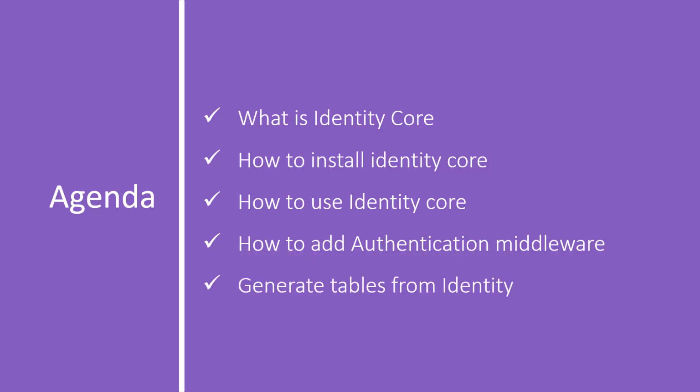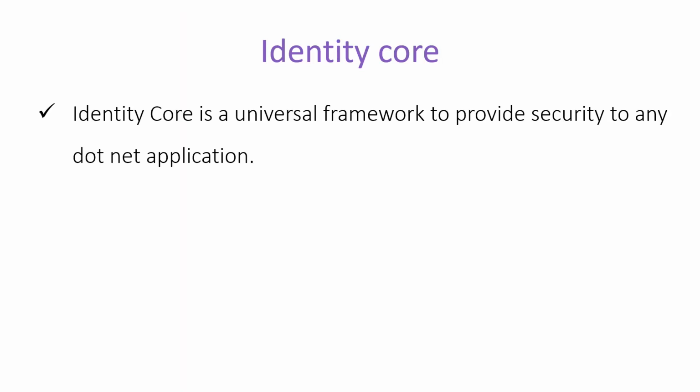And to work with the authentication and authorization, we need some tables in our database. This identity provides you a couple of tables to work with that. We will also learn how can we generate these tables automatically from this identity. Let's start. First, quickly have a look what is this Identity Core.